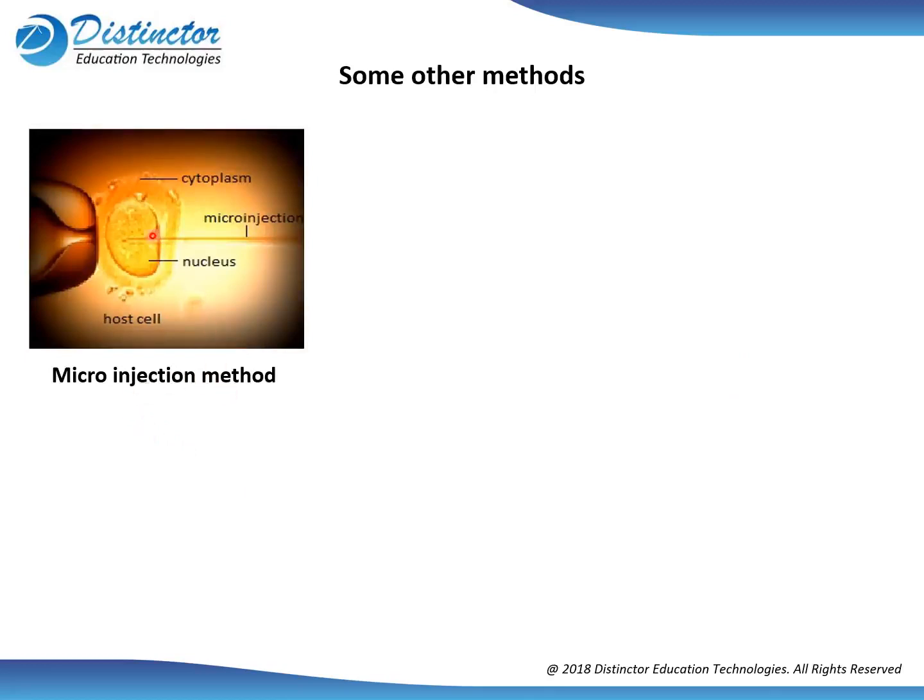In this microinjection method, under a microscope we inject a plasmid or recombinant DNA with the help of a microinjection needle, introducing it directly into the nucleus. Micro means very small, which cannot be seen with the naked eye. So we use a very small injection to introduce a plasmid or a recombinant DNA inside the cell.